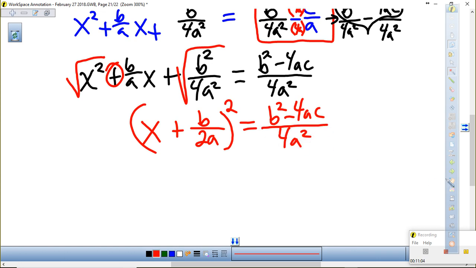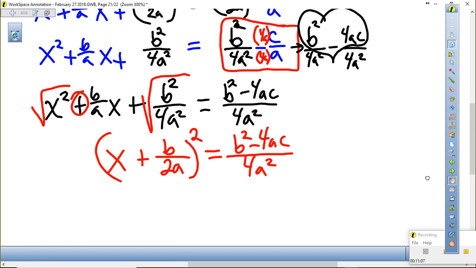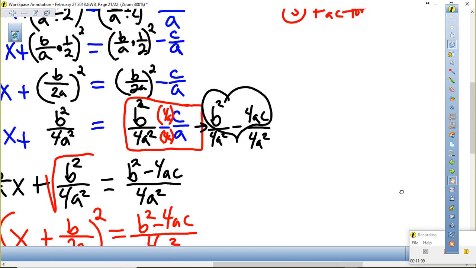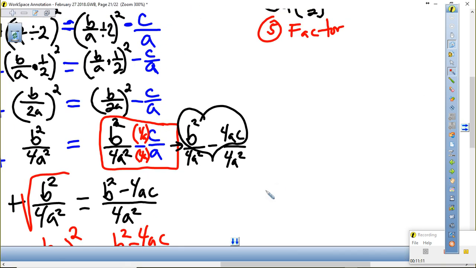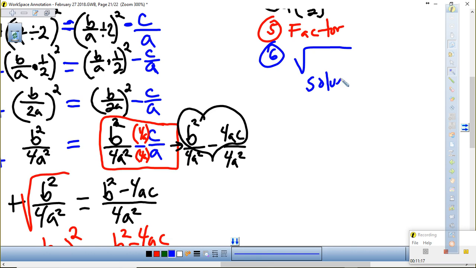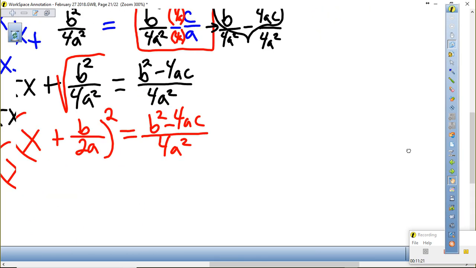Okay, so we're done with factoring. Now we're going to the last step. Remember the last step? Step number 6. What is the first thing we do? Square root, and then we solve for x. Remember that? All right, so let's take the square root.